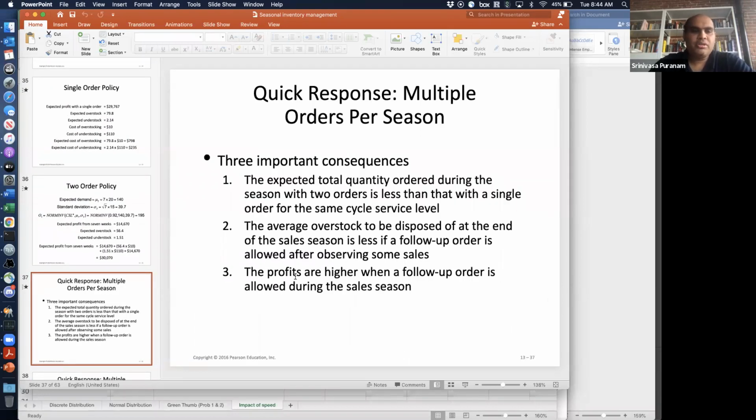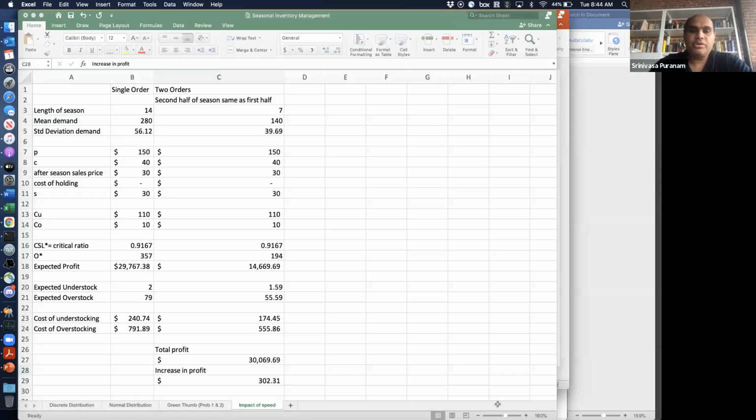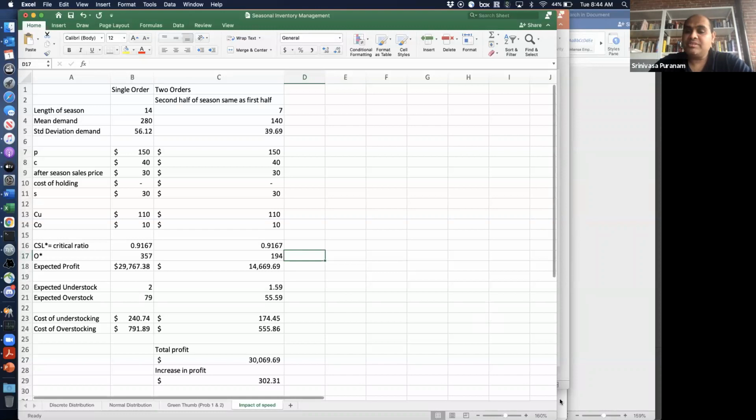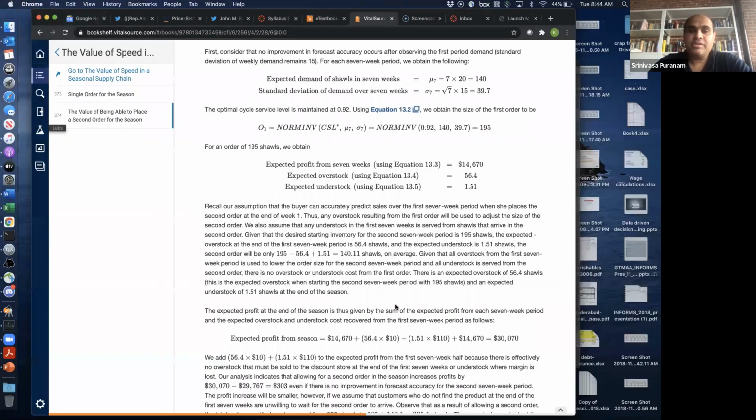So there are three important consequences. One is that the expected total quantity ordered during a season with 2 orders is less. So that's one thing that I wanted to notice. So this is 194. So you're ordering less each time, which means that your shipping and everything will be much easier.